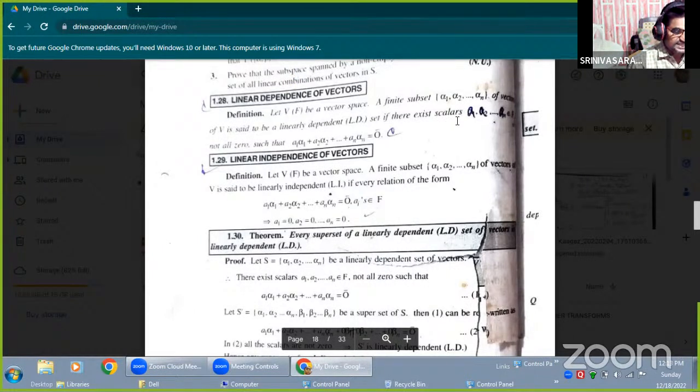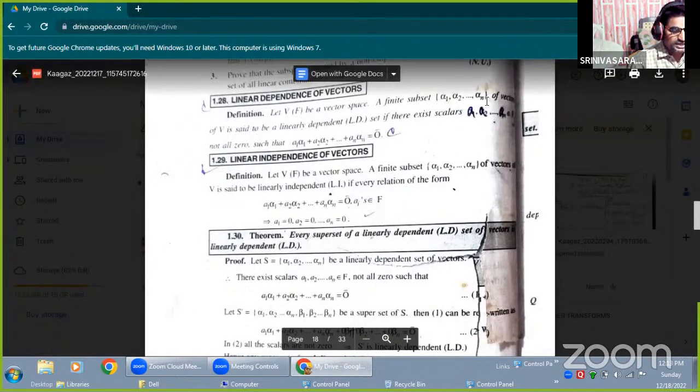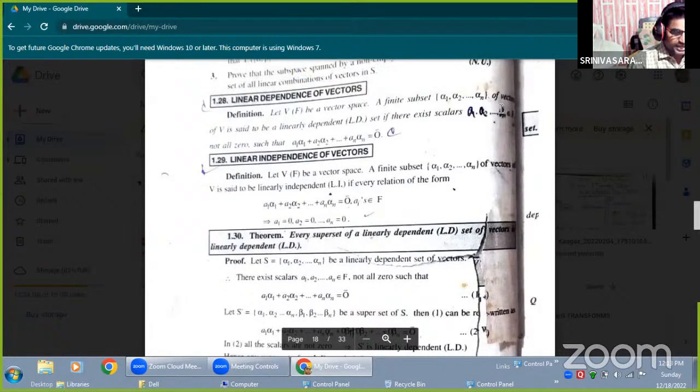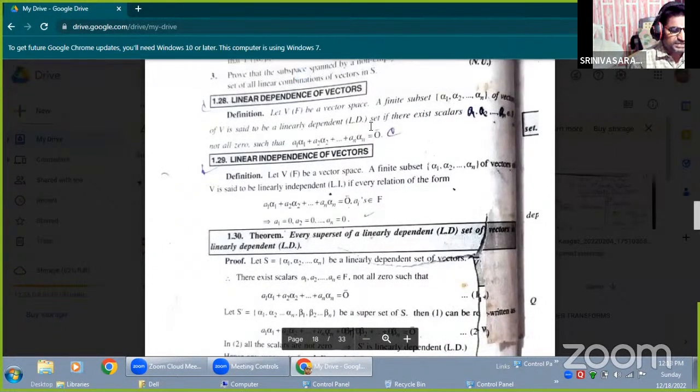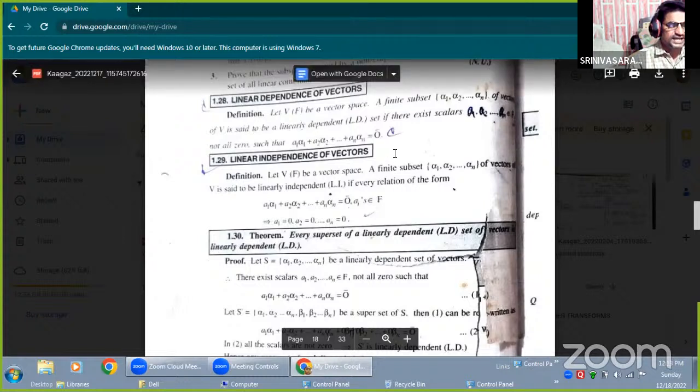A linearly dependent set means there exist scalars a1, a2, and so on, an, such that a1 alpha 1 plus a2 alpha 2 plus and so on, plus an alpha n equals the zero vector, with some scalars not equal to 0, but not all 0. First of all, the linear combination must equal the zero vector, and that combination of scalars, not all 0, is called linear dependence. That is a very simple definition, because given the vectors, first of all, you have to write the finite subset of the vectors.